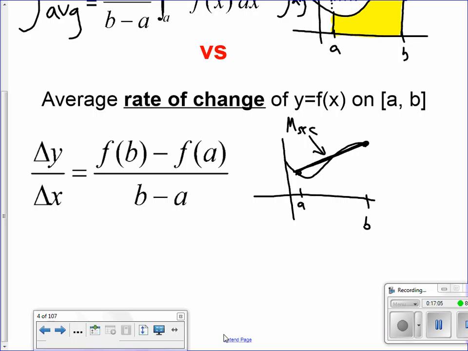So average rate of change, average slope, just use the slope formula. Average value of a function, you need to multiply the definite integral by 1 over b minus a. So I want to do both, just one example, and we'll get to the homework.